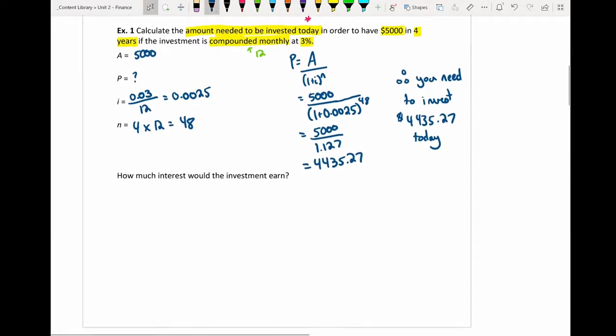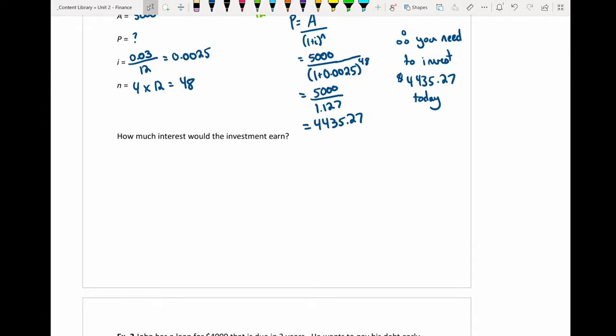The second part of the question is asking how much interest the investment would earn. So what we have to do, if we're still going back to that small calculation of A equals P plus I, where A is the total, P is the principal, and I is the interest.